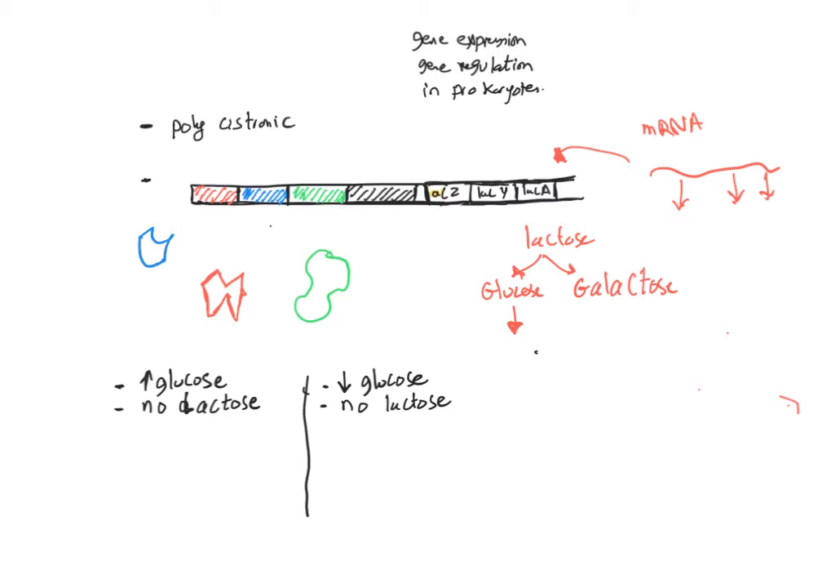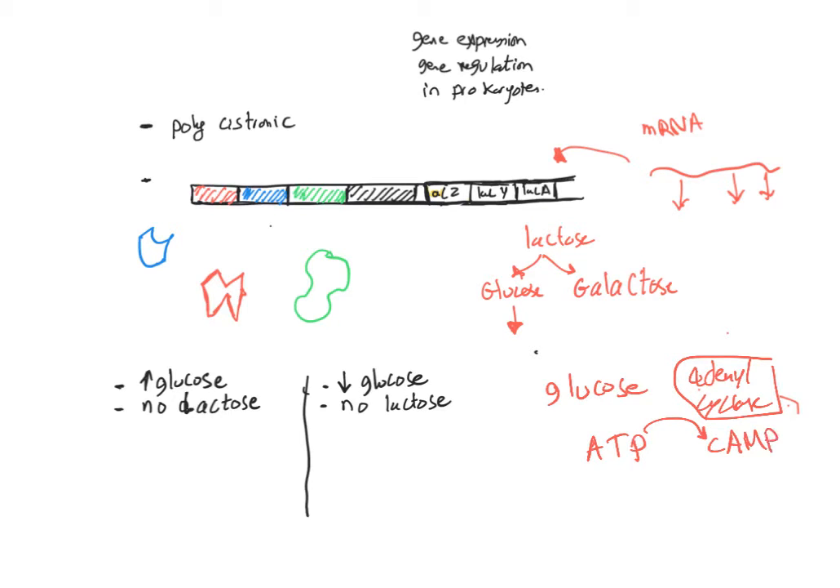So the mechanism for this is that glucose would actually hinder the ability of adenylyl cyclase to work and convert ATP to cyclic AMP. So this process won't occur if glucose is there. Okay, if glucose is not there, then it will just happen normally.